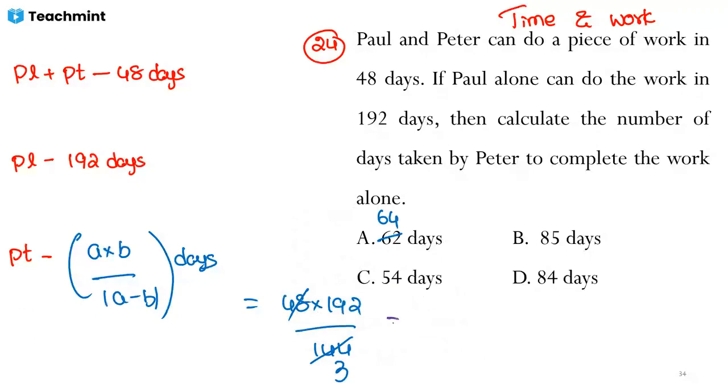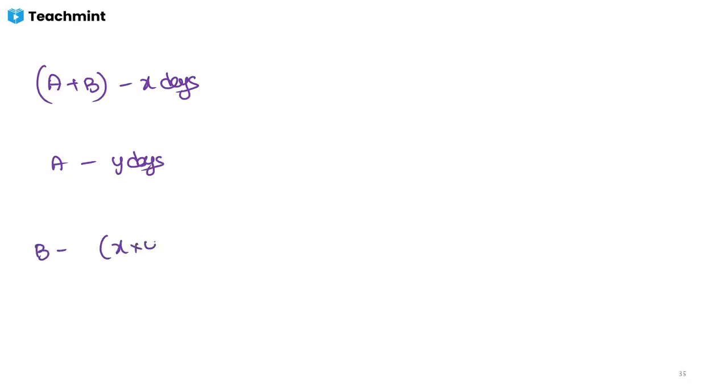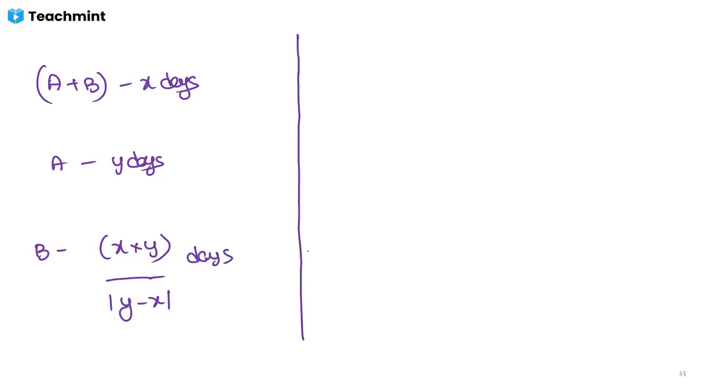Product divided by difference when they're given together, but see the context. This is together, they're asking alone. When alone is given, asking together is a different thing. I repeat, here the situation is like A plus B complete the work in X days, A alone Y days, then B alone if you want means it's X into Y upon difference. Difference should always be positive. We don't get timing in negative, right? This is one thing: when they give together, you want to find alone.